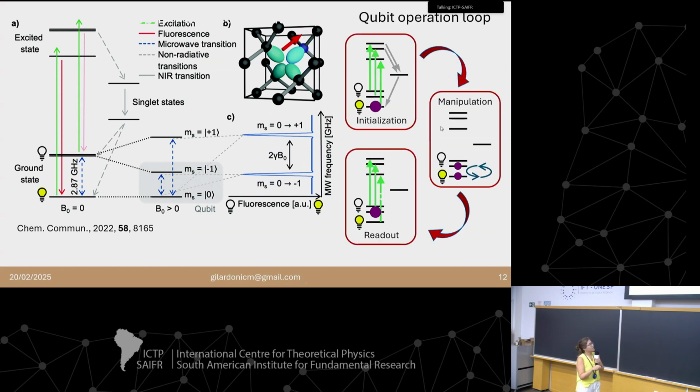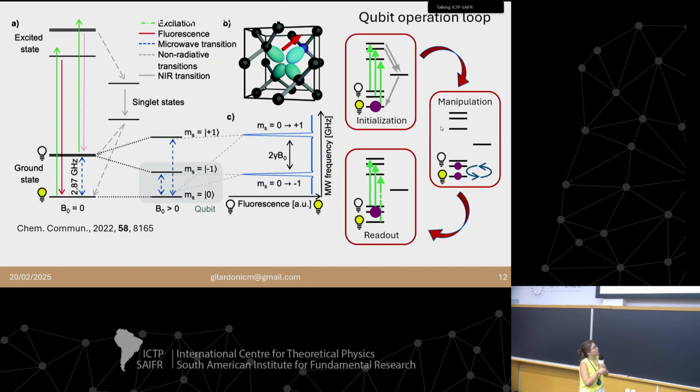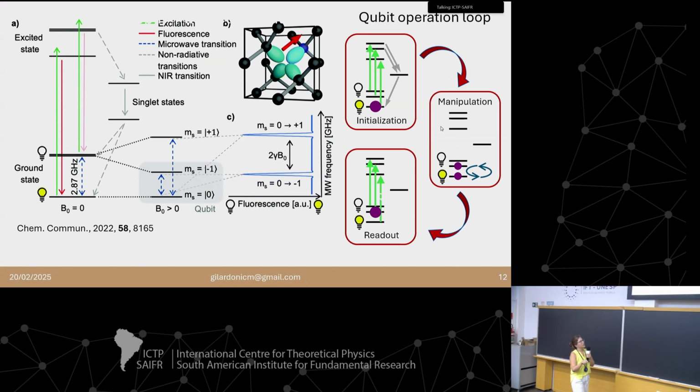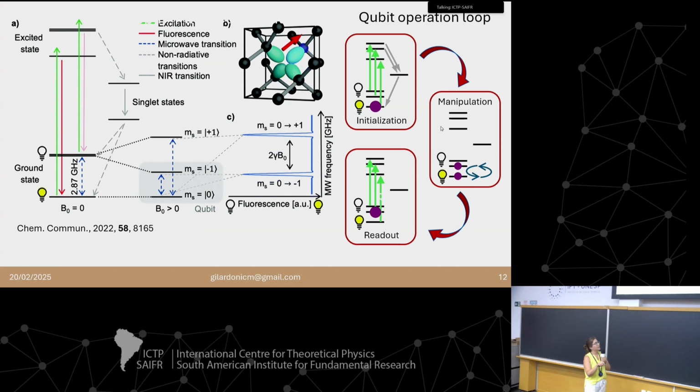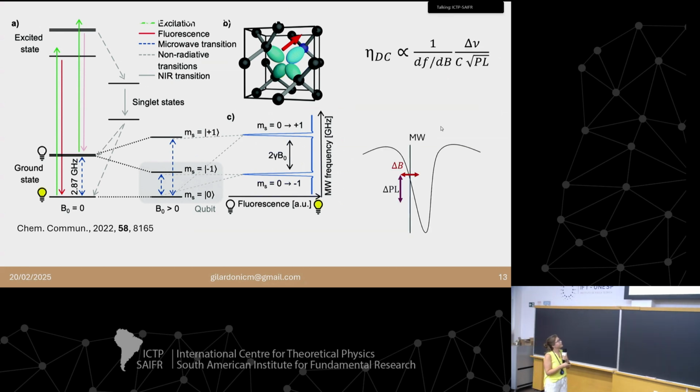Now, what that leads to is a very natural qubit operation loop where you can use optical transitions to initialize the spin into the bright state. You then can use microwaves to manipulate this spin and perform any type of spin control protocol that you would like. And then you can, again, use optical drive to read out what spin state you're in, right? So that offers a very intuitive loop for operation.